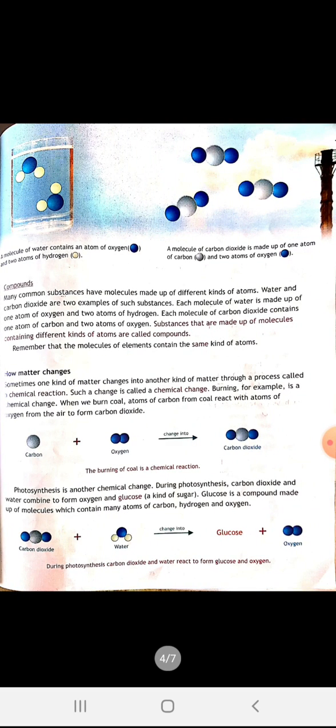Right, see the images here. First, a molecule of water, shown in blue, contains an atom of oxygen and two atoms of hydrogen. So one molecule of water contains an atom of oxygen and two atoms of hydrogen. When we join two atoms of hydrogen and one atom of oxygen, what is formed? A molecule of water, right?